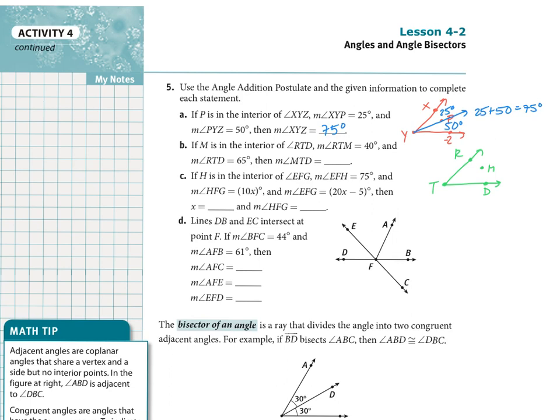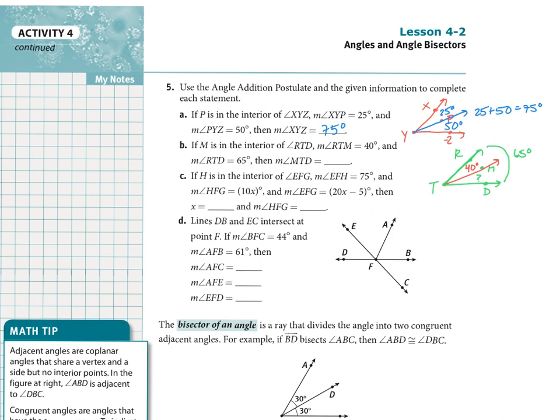But now here's the tricky part, right? So it says the measure of angle RTM, so half of that, again, we know that's 40 degrees. And it says the angle RTD, that's this whole entire piece. Right here, this whole angle is 65 degrees. It wants us to find the measure of angle MTD. So that part we don't know.